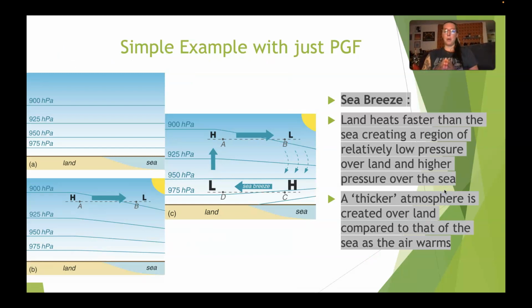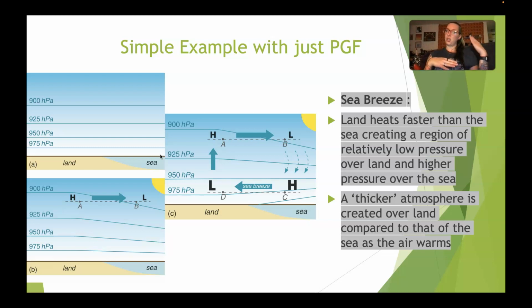Kind of complicated, but let me walk you through it. I have a couple slides with all the same panels, so I'm just trying to walk us through it, right? So sea breeze, we know that land heats up faster than water, right? We talked about that when we talked about moisture. Water takes a ton of energy to heat up, whereas land doesn't.